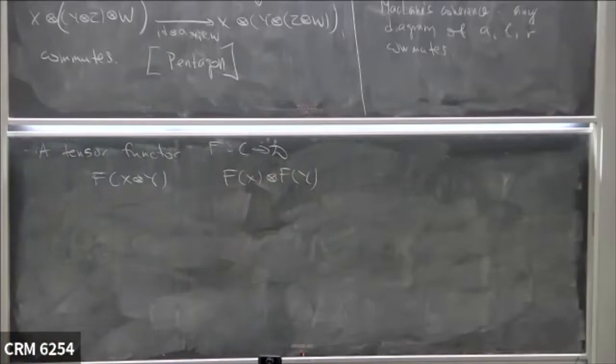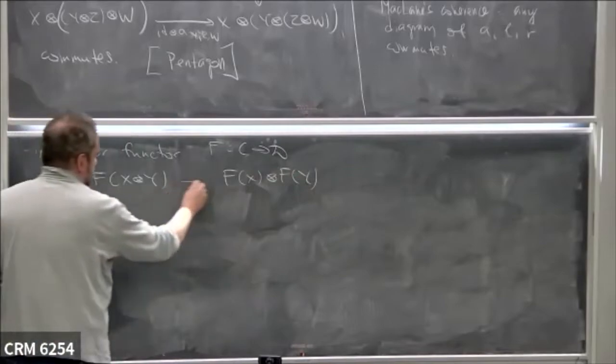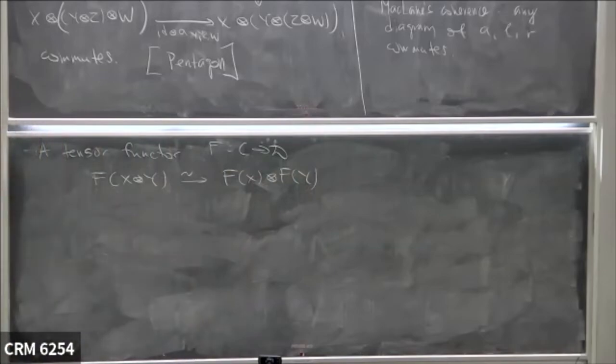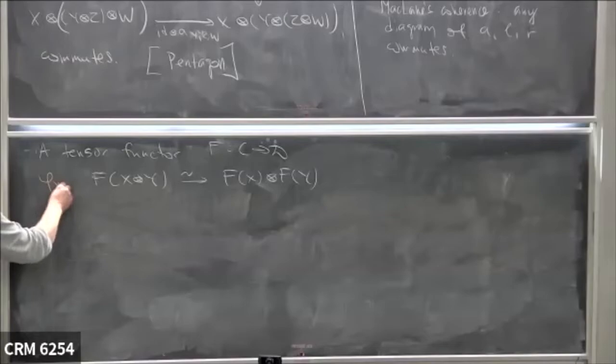Again, using the same idea as before, we do not ask for them to be equal. We ask for them to be isomorphic. So we have a collection of natural isomorphisms, and these natural isomorphisms are to satisfy their own coherence, which would be a good exercise to produce.